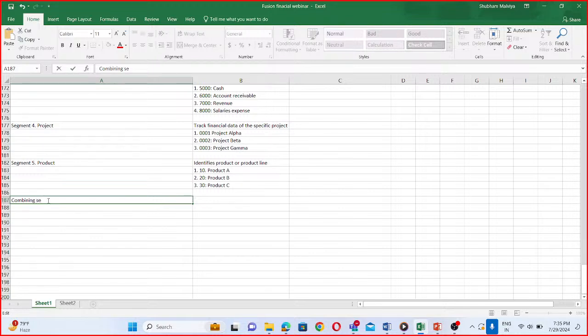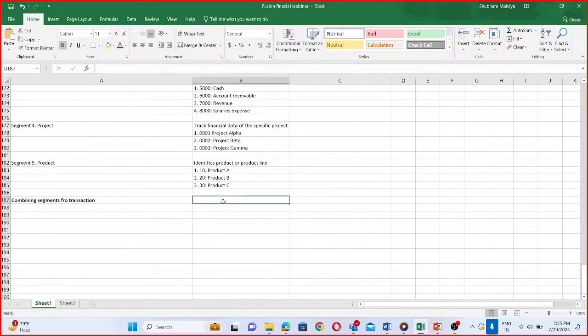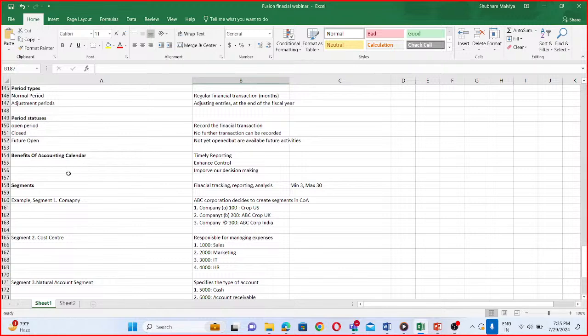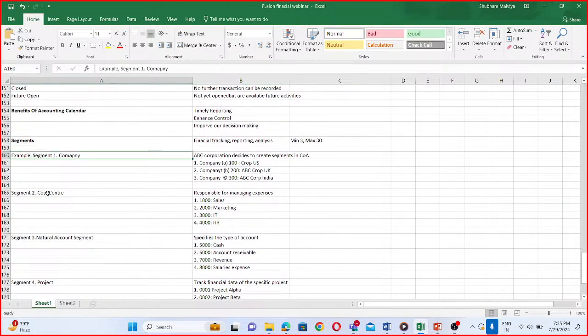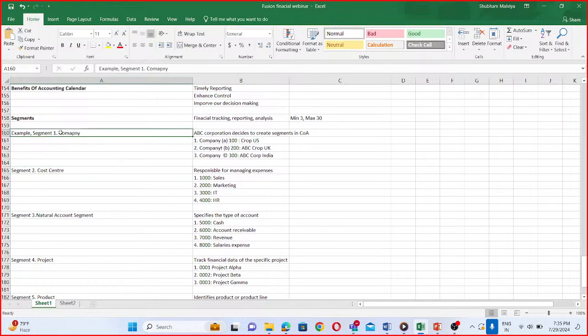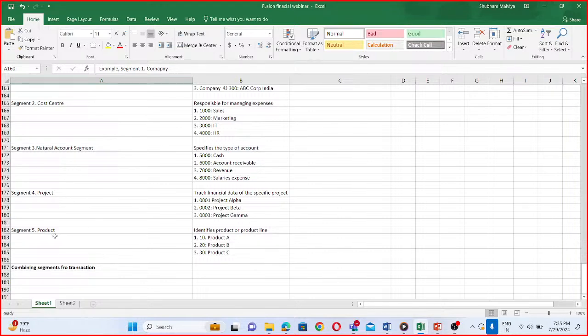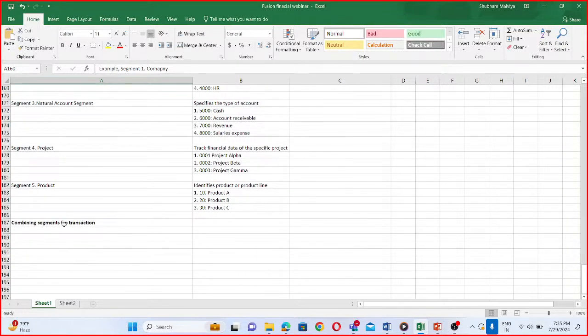Combining the segments, and why are we combining the segments? For transaction. Okay, the concept comes to combining. So what we are going to do in the next class, we are going to make the segments. I can take other segments also, I can add Future 1, Future 2 segments also. Then why are we making these segments? We are making these segments for combining segments for transaction.